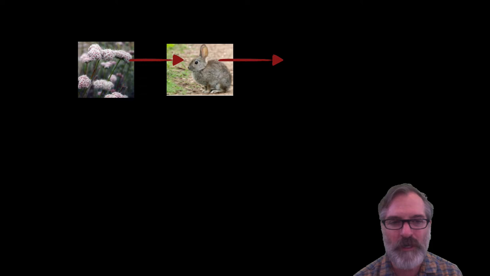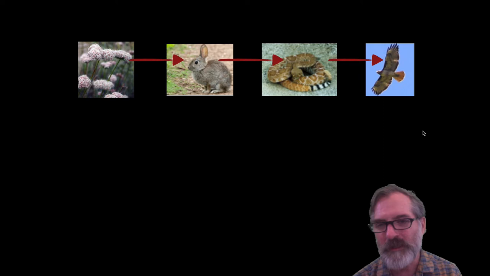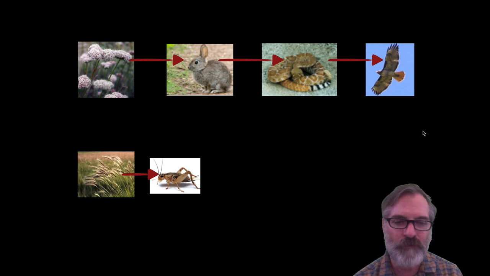All right. So we've got California buckwheat and the bush rabbits eating that. And we've got the rattlesnake eating the bush rabbit. And we've got the red-tailed hawk. So this is one food chain. And we've got another food chain with the producer, the insect, shrew, red-tailed hawk.